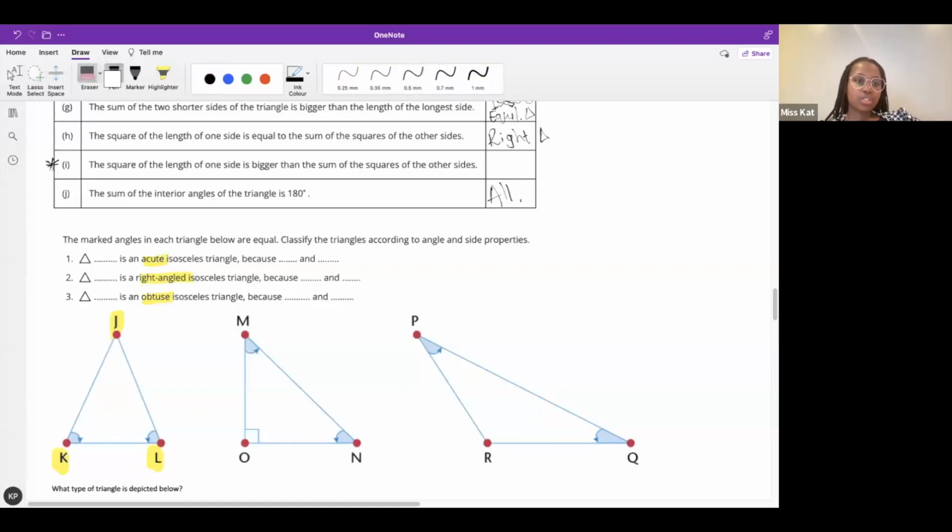What are my two reasons? So JKL is number one. Now you guys need to give me two reasons why you say it's an acute isosceles triangle. You have to make assumptions, Mikhail. See, like Lesego: the angles are less than 90 degrees.